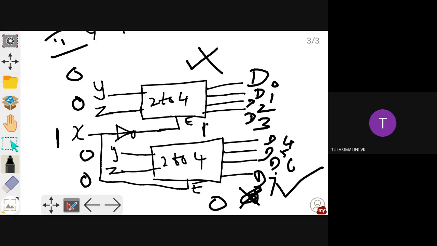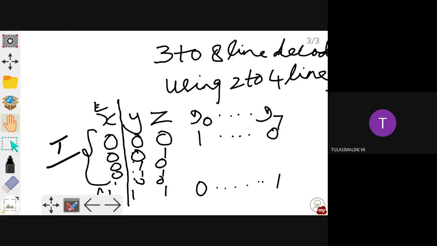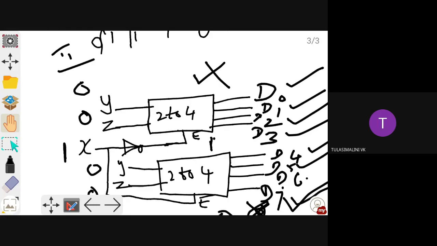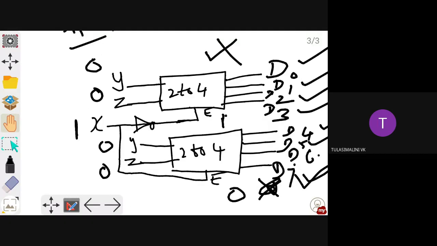So 000 is D0, 001 D1, 010 D2, 011 D3, 100 D4, 101 D5, 110 D6, 111 D7. So you have designed the 3 to 4 line decoder using a 2 to 4 line decoder. So is it clear? So if they ask you to design a 3 to 8 decoder using 2 to 4 line decoder, then you should not use a 3 to 8 line decoder. You are going to use only 2 to 4 line decoder.